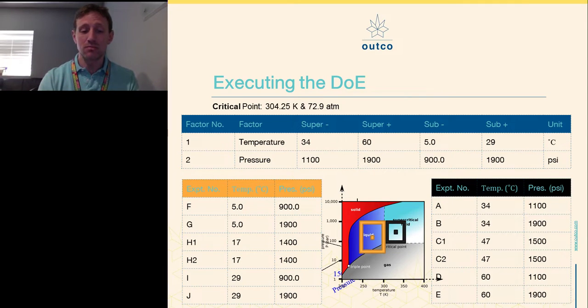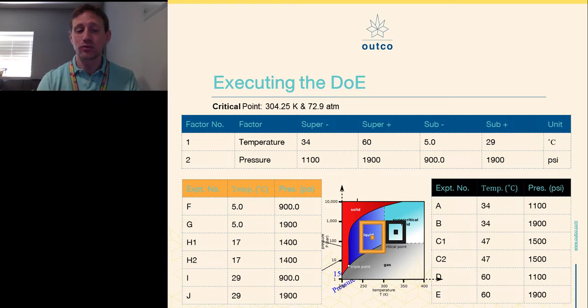We double the middle point, the C experiment, to also get reproducibility and the standard error. Because if I can't reproduce my results, then I don't have any option or possibility of optimizing anything if I can't trust my own experiment. So therefore, we had to do the C experiment twice.